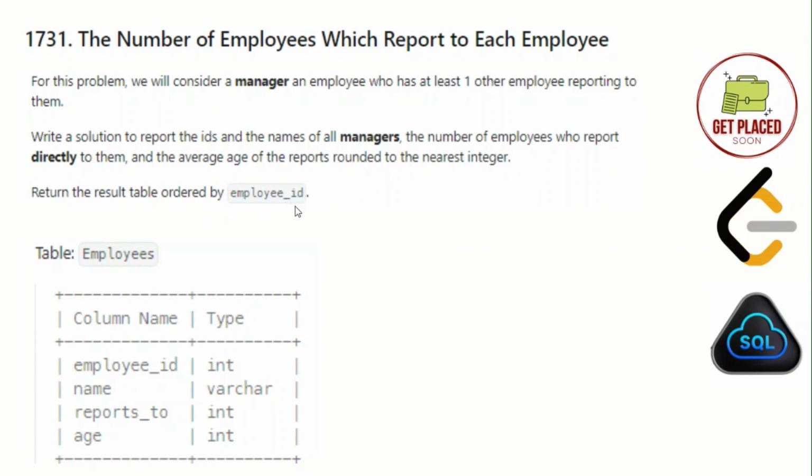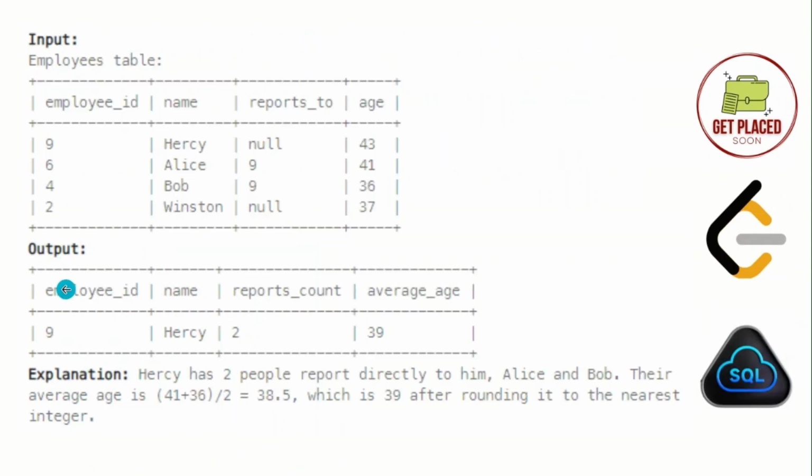Don't worry, we are supposed to return a lot of things in the result table. If you look at an example, you will understand. We are supposed to return 4 columns. Here you can see employee ID, and we have 4 employees: 9, 6, 4, 2. Alice and Bob are reporting to 9. Employee ID 9 is Hercy, so Alice and Bob are working under Hercy. So Hercy is a manager, and because we are supposed to return managers, we will return Hercy. The other values are null, which means Hercy and Winston are not working under anybody.